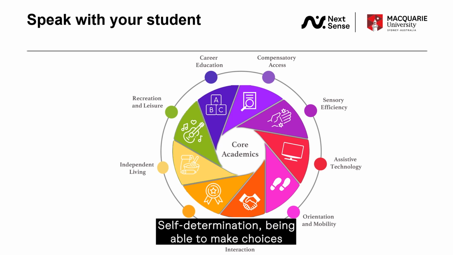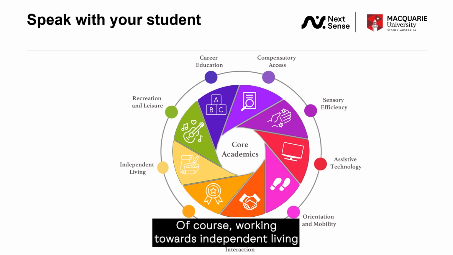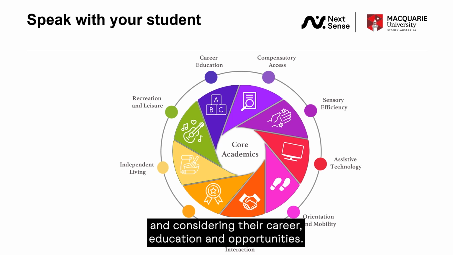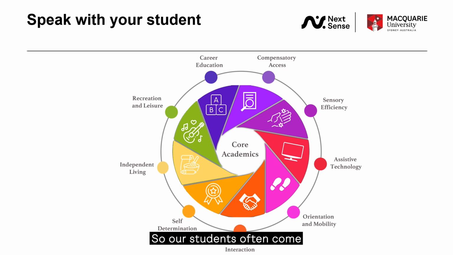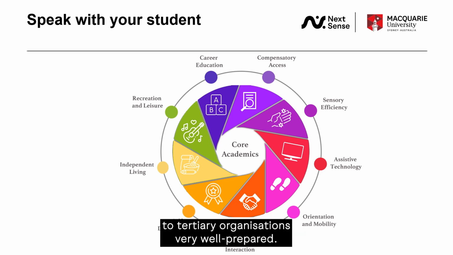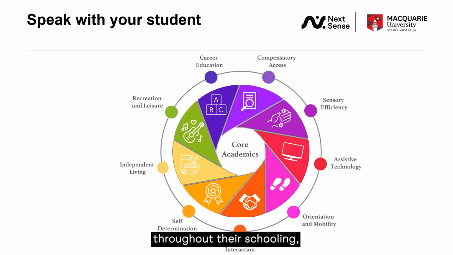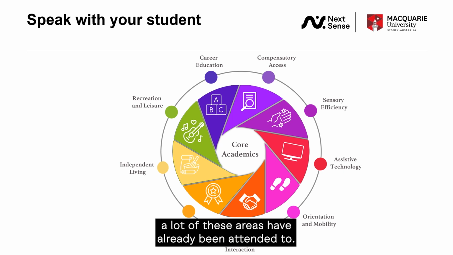Self-determination, being able to make choices for themselves and advocate for themselves, is critical. Of course, working towards independent living and enjoyable recreation and leisure, and considering their career education and opportunities. So our students often come to tertiary organisations very well prepared if they've been exposed to this expanded core curriculum throughout their schooling. A lot of these areas have already been attended to.